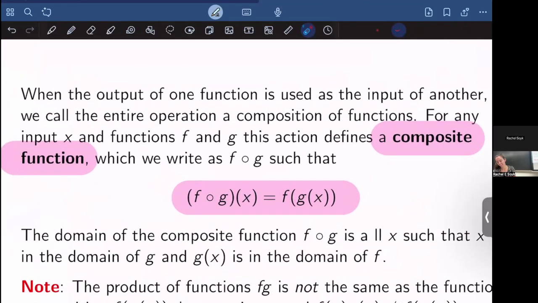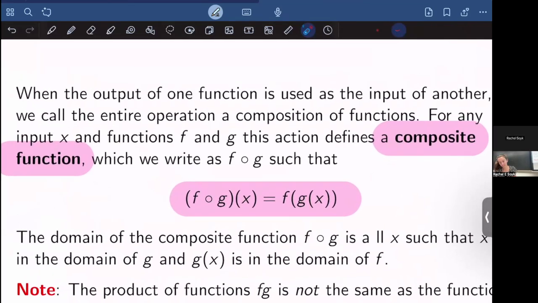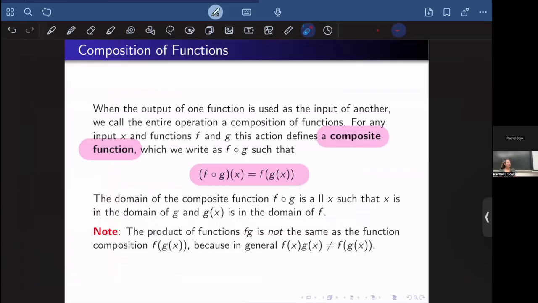Okay. When the output of one function is the input of another, we call the entire operation a composition of functions. For any input x and functions f and g, this action defines a composite function which we write as f of g, such that f of g of x equals f of g of x. Yep, good. So again, notation. Now the second part is really honing in on the domain aspect of this.